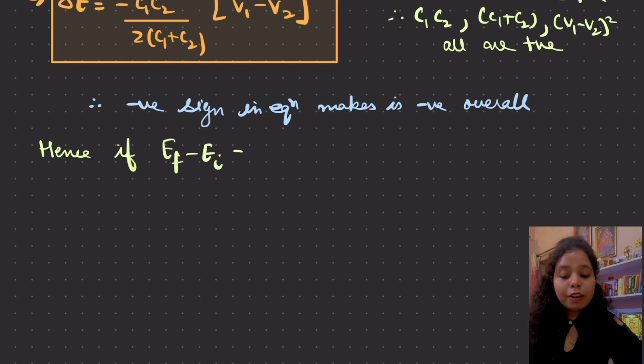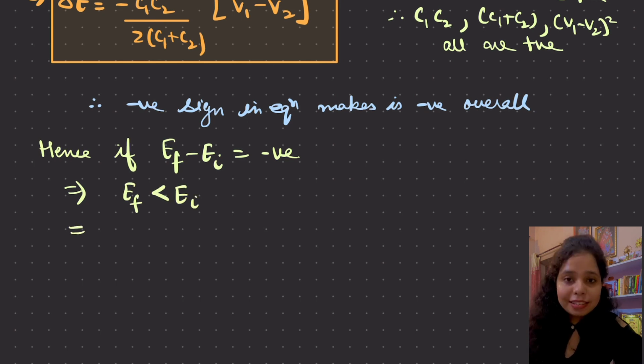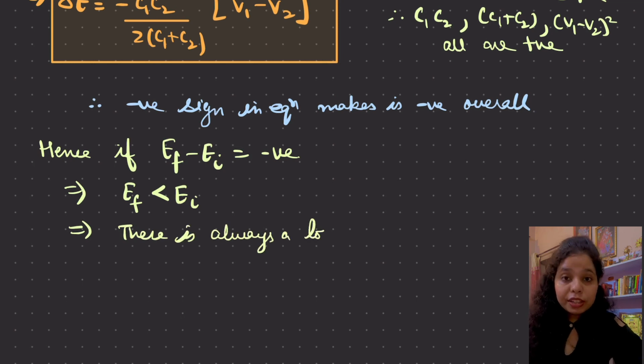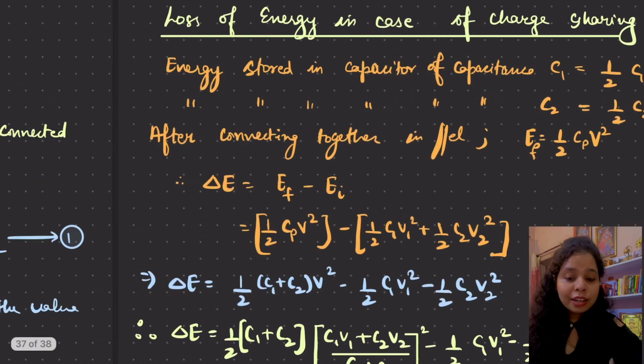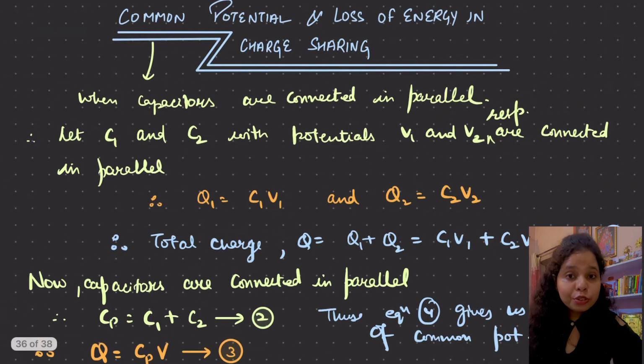That means E final minus E initial is negative, which implies E final is less than E initial, and therefore if E final is less than E initial, that means energy stored after sharing the charge is less than energy stored before sharing the charge, which means there is always a loss of energy during the charge sharing. And I hope you have understood the concept.